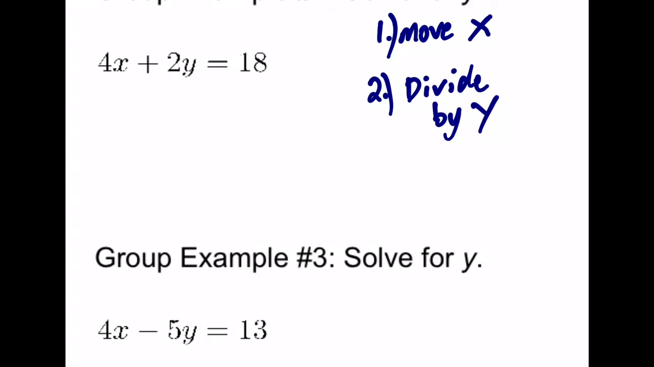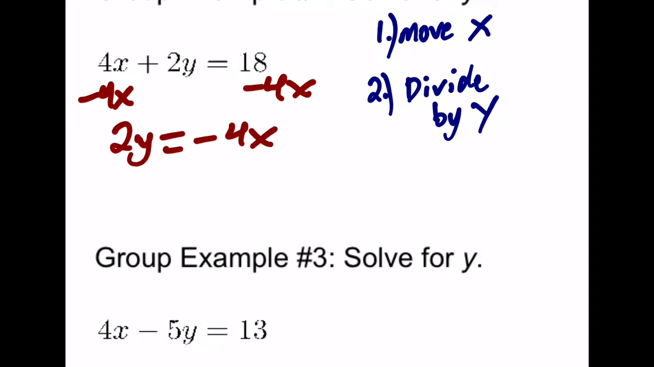For the second problem, the steps remain the same. Move x and divide by y. So the first thing we're going to do is subtract 4x from both sides. And I'll write this as 2y is equal to negative 4x plus 18. So I change the order. Instead of 18 minus 4x, it's minus 4x plus 18. And the last step, this time I can do it, is to divide by y.